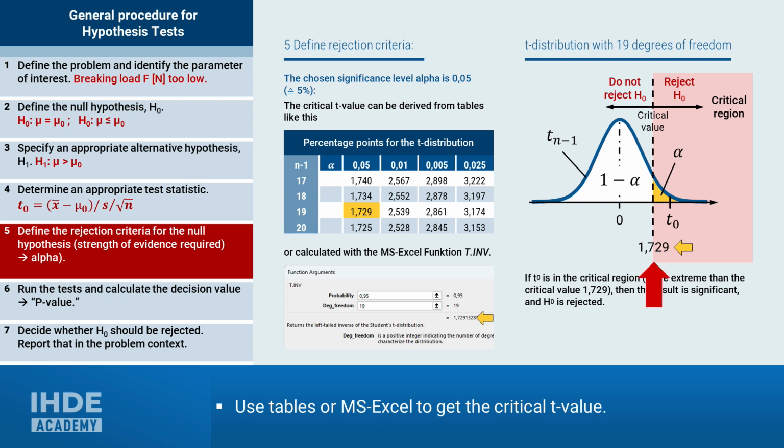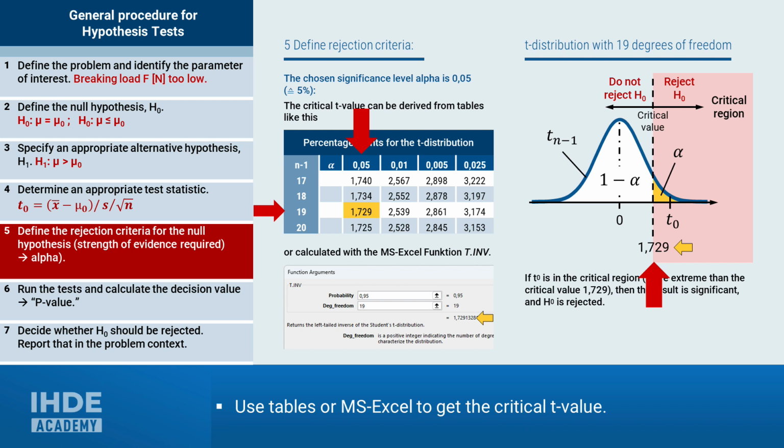How do we find the limit to the critical area? There are two ways to do this. The first is using tables for the quantiles of the t-distribution. For a significance level of alpha equal to 0.05 and a degree of freedom of 19, we read a value of 1.729 from the table. The degree of freedom is the number of values minus 1. 1.729 is the limit of the critical region above which a result is considered significant.